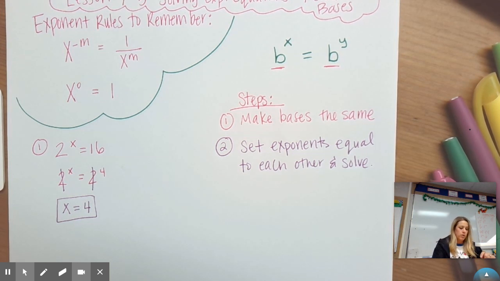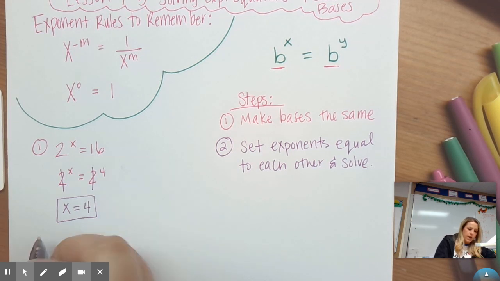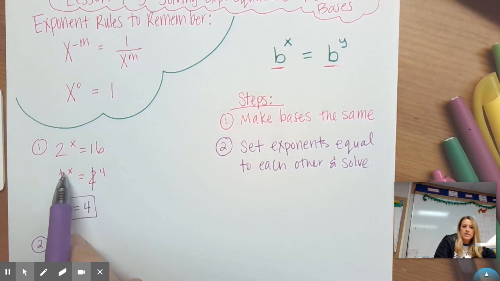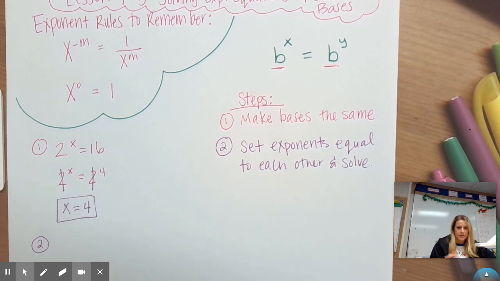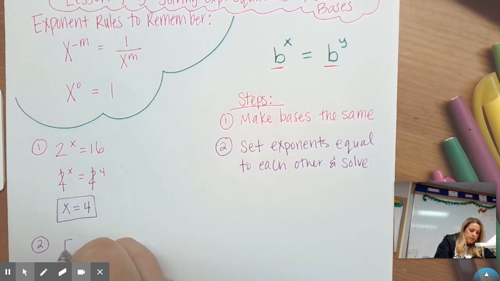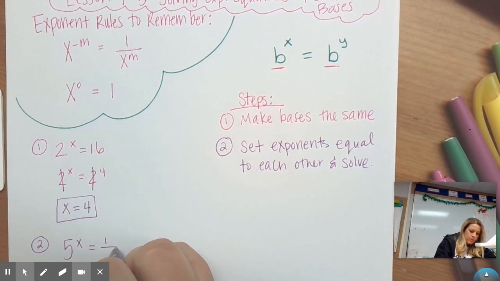Okay, so let's look at a couple more problems. So if I have number 2, so that's it. We cancel out our bases and set our exponents equal to each other, and in this case, we didn't have to solve. They will get more difficult. Okay, so now let's say we have this.